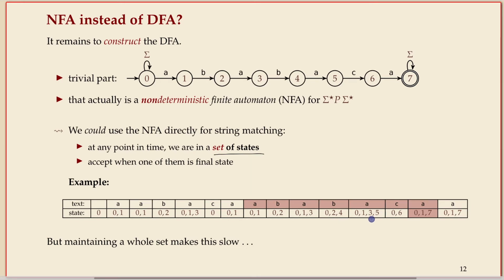If I read another A there, I'm now branching out into 4 different universes. All of these, so 4 goes to 5, 2 goes to 3, and 0 goes to 1 and 0. So I'm now in these 4 states. If I read a C now, 5 survives to 6, the other 2 die out, and 0 remains. So I'm still in states 0 and 6. And reading one more A brings me from 6 to 7.